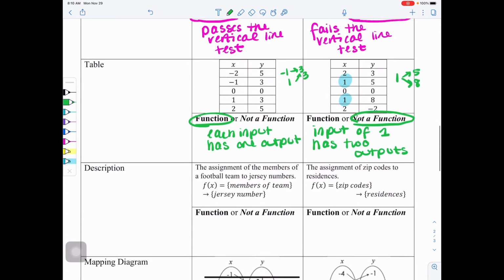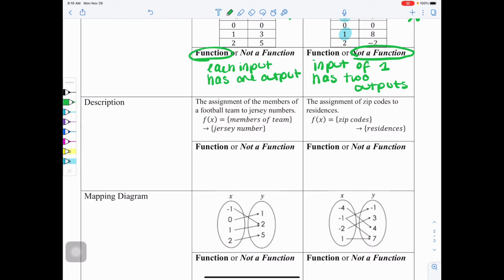We also need to be able to identify a function from a description. So the assignment of the members of a football team to jersey numbers. And they're showing you what that looks like in function notation, which we learned about previously. So the members of the team are being assigned a jersey number. So in this situation, the input is the team member, the output is the jersey number. That means that this is a function because each player is assigned one jersey number.